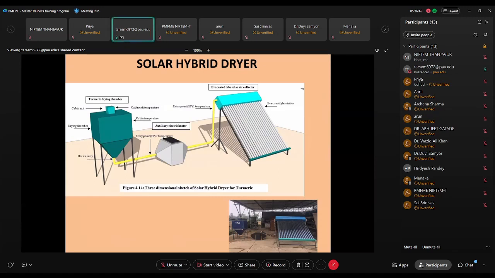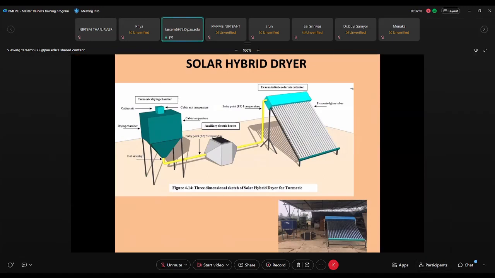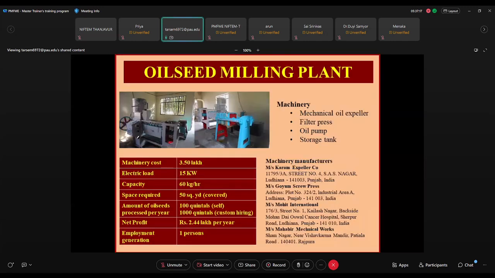This machine is quite useful, and this technology has still not been commercialized or approved by the industry, but in the coming years, 1 or 2 years, this may be commercialized and recommended after its thorough testing at the farmers field. And this dryer may cost around rupees 80,000 when it comes in the market, and this is quite useful.